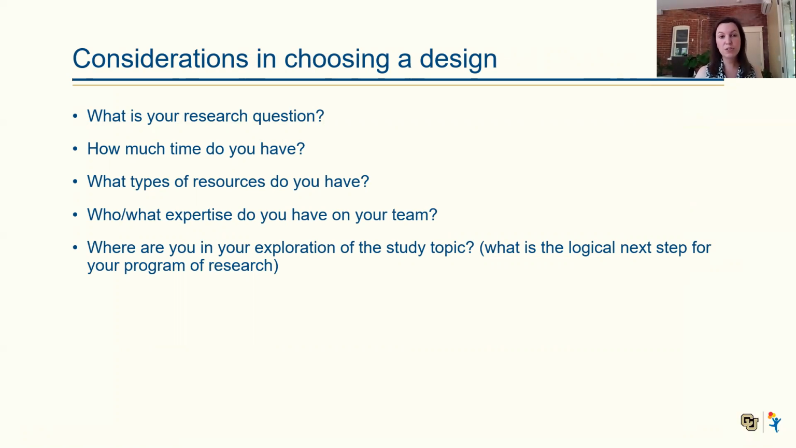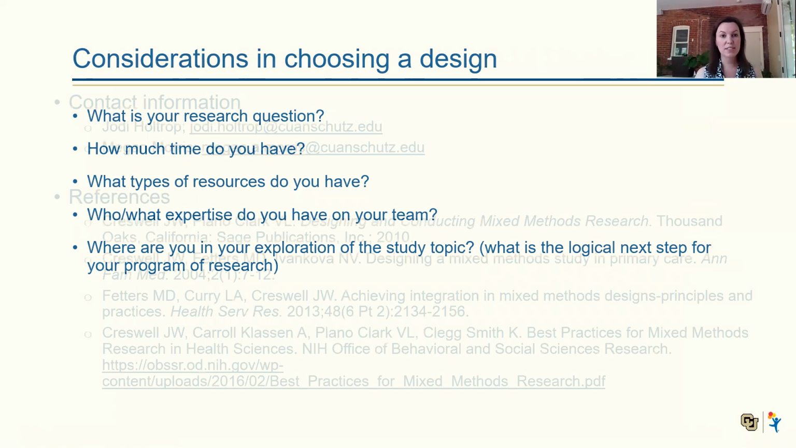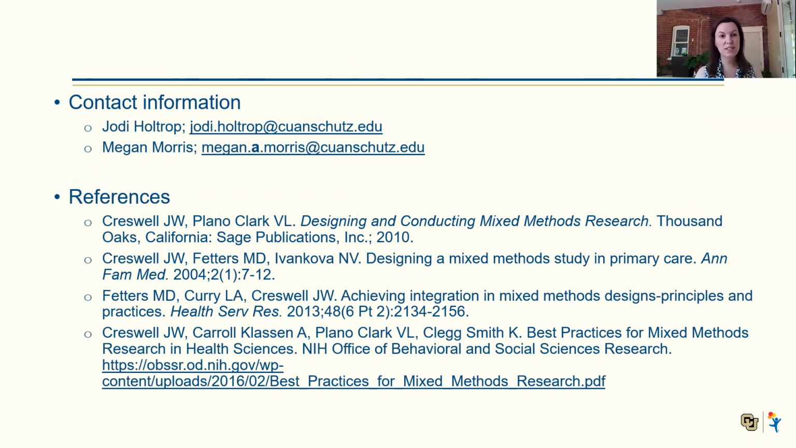All right. Next, and finally, just thinking about our study design. You need to think about your research question, how much time you have, what types of resources you have, and expertise on your team. You really need someone who is skilled at both quantitative and qualitative, but also at the mixing. So you have to demonstrate who has experience with the mixing stage. And you need to think about where you're at in your study topic, and where the literature is with your particular topic.